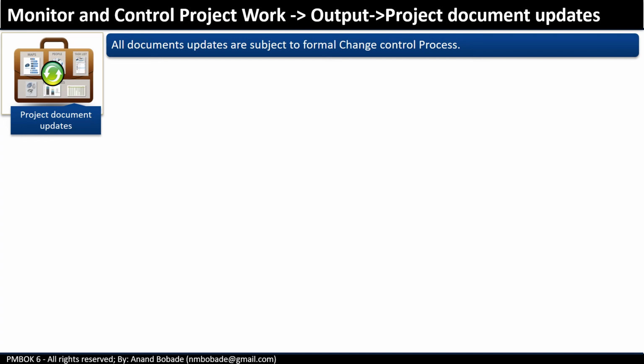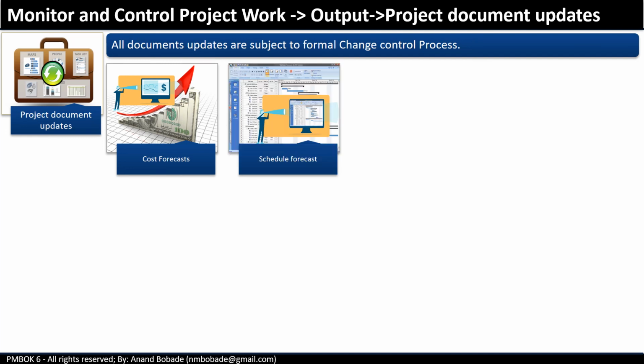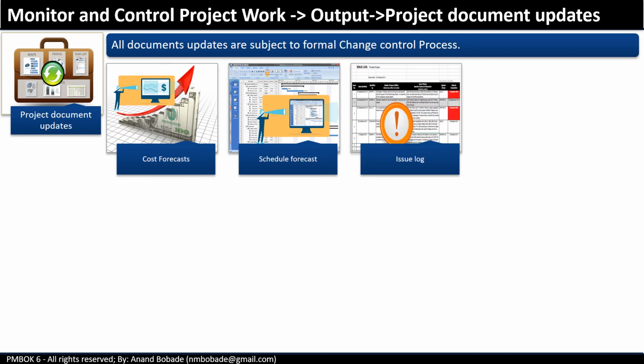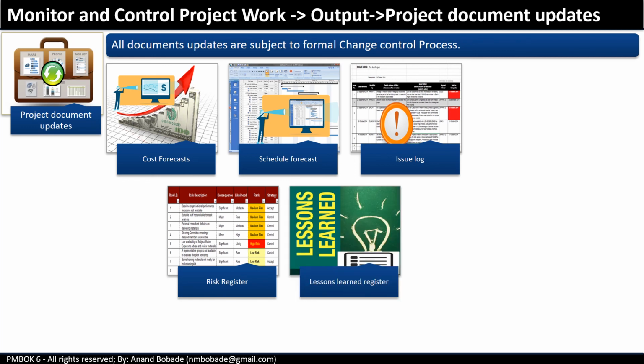So what are the documents which will get updated? Changes in cost forecast are recorded using cost management processes. Changes in schedule forecast are recorded using schedule management processes. The issue log records new issues raised as a result of this process. Newly identified risks are recorded in the risk register. And the lessons learned register is updated with responses from variances and corrective or preventive actions.